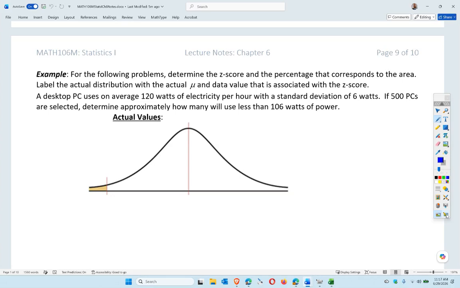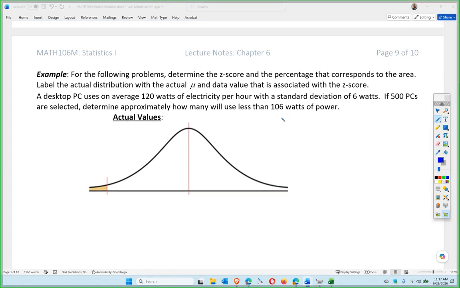Chapter 6, Section 2. This is the third video, and we're going to get into scenarios where we look at actual quantities of things using the normal distribution. Let's say we have a problem about PCs, where the average PC is 120 watts, and we want to know how many are going to have less than 106 watts, out of 500 PCs. That'll be the quantity we're working with.